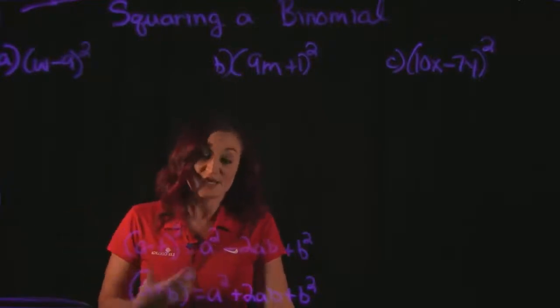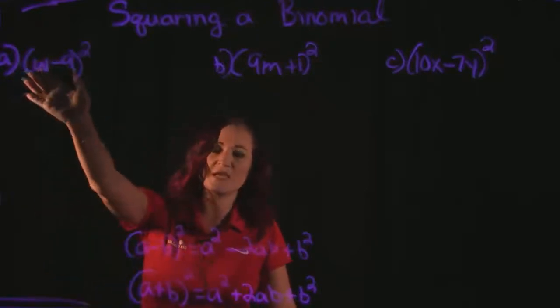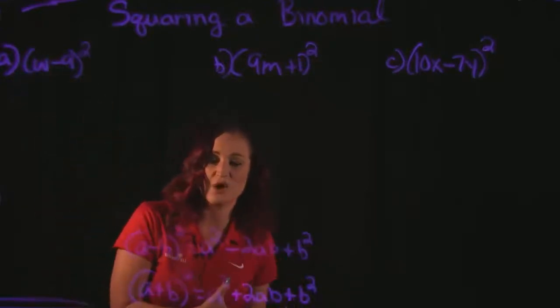So looking at the first example, w minus 9 squared, this essentially means we're going to take w minus 9 times w minus 9. That's what squaring it means. You're taking the base and you're multiplying it to itself.